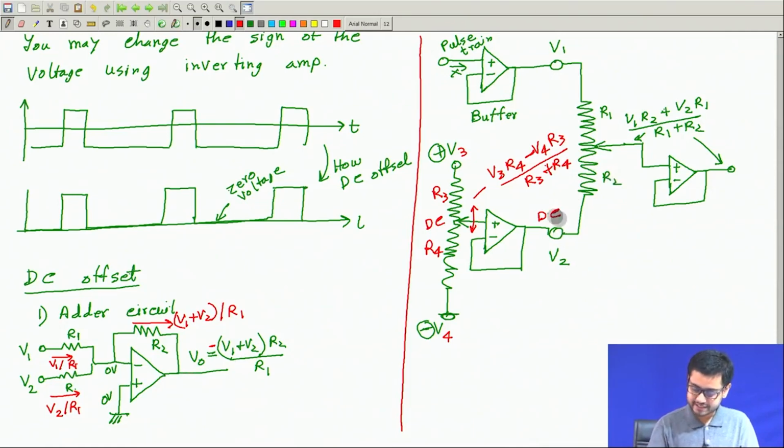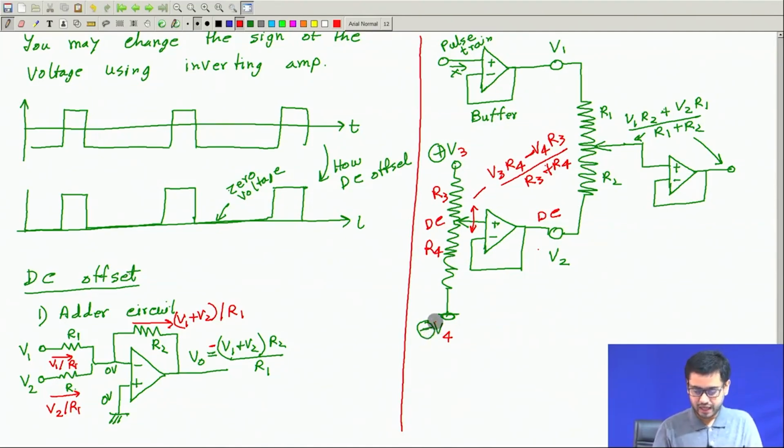This is very similar to this circuit actually. I mean, I just have this buffer and these two buffers which you can connect here, and instead of having this inverting amplifier, I have this 1:1 buffer. This is very similar. Okay. And here I also have the flexibility to change the amount of DC offset.